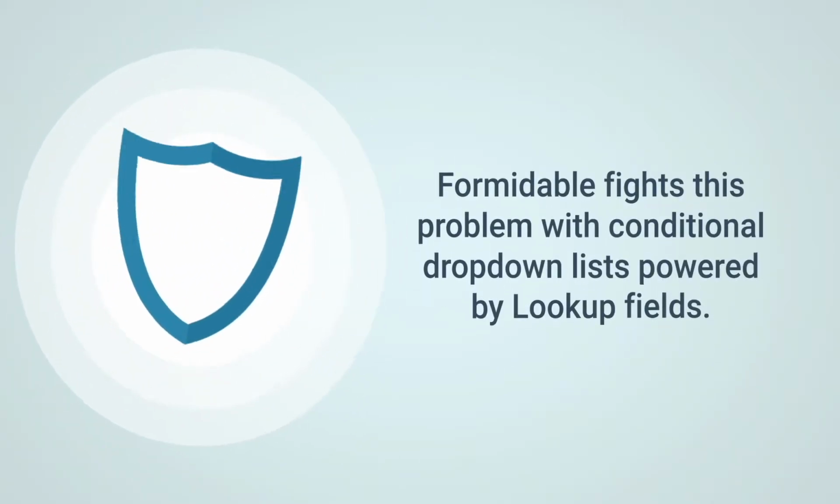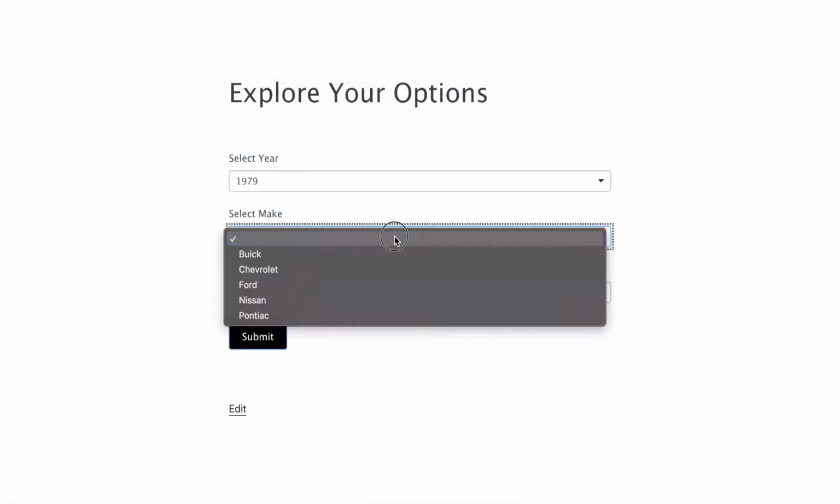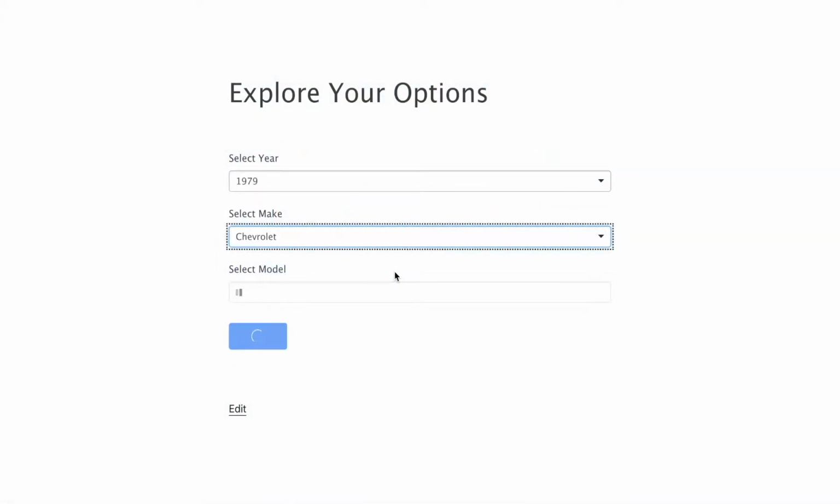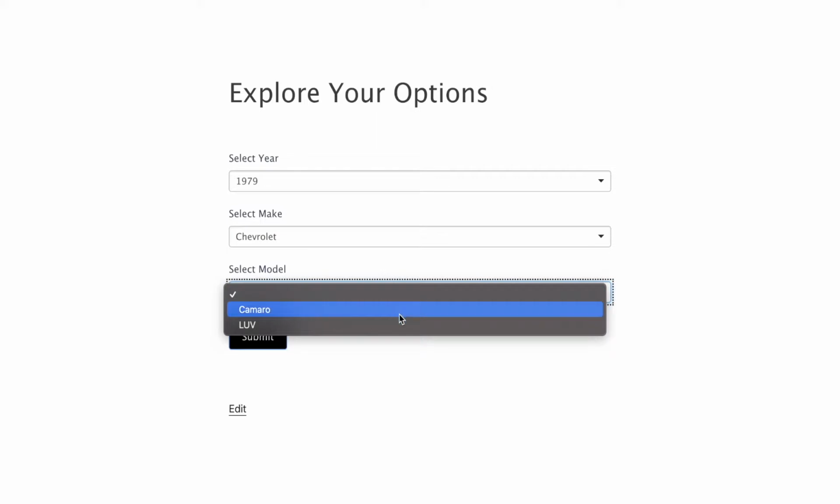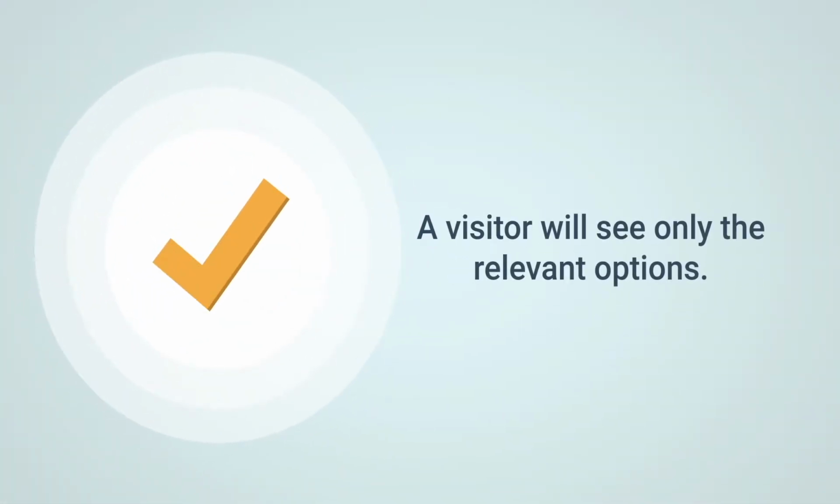Formidable fights this problem with conditional drop-down lists powered by Lookup fields. It shows the options in a drop-down based on the user's previous selections. This way, a visitor will see only the relevant options to choose from.